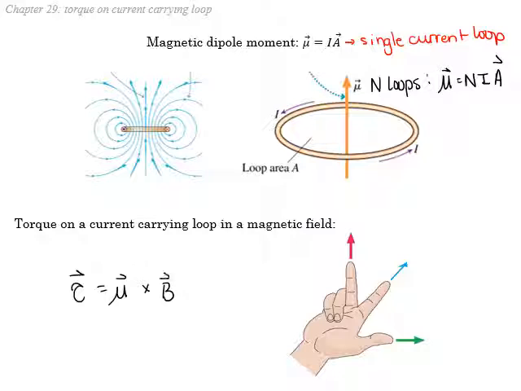You can always do your cross product to find the answer. Or you could use your right-hand rule to find direction, where your thumb is the first vector, that's mu. Your index finger is the second vector, that's B. And your extended middle finger is the third vector, that's the torque. So this goes with finding the magnitude, where the magnitude of torque is magnitude of mu times magnitude of B times the sine of the angle between mu and B. So you can always do the math, or you can do magnitude and direction with a right-hand rule.